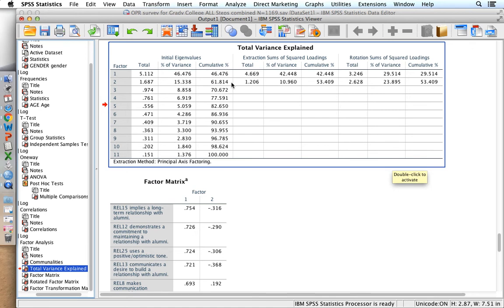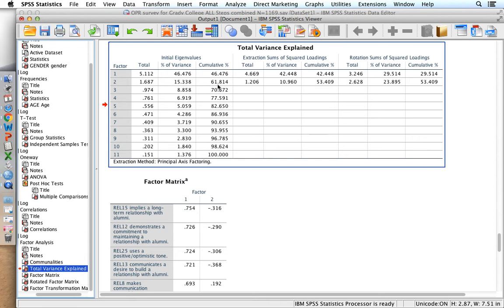The next thing I would do is I would ask how much cumulative variance or how much variance is explained by this 2-factor solution. And you would go into the cumulative column and you would say, okay, at the end of factor 2, we see that we have 61.81 cumulative variance explained. And so that's my answer, 61.81% of the variance is explained.